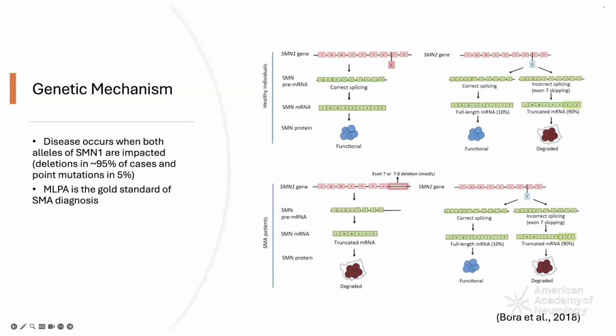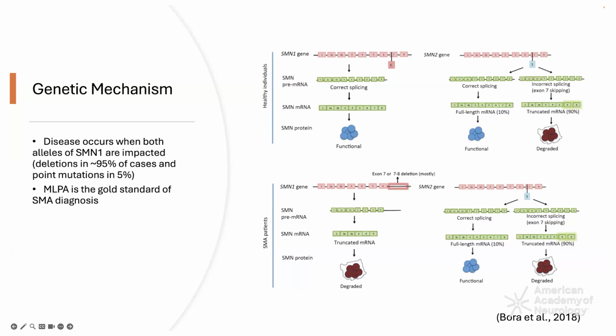SMA is inherited in an autosomal recessive fashion. This schematic here depicts the SMN genes. There's 2 different genes, SMN1 and SMN2, the mRNA, and then proteins in both healthy and affected SMA patients. Pathogenic variants in survival motor neuron 1 or SMN1 gene, which is located on chromosome 5q13, are the cause of SMA. Homozygous loss of exons 7 and 8 in SMN1, or just exon 7 are detected in the majority of patients, so that's responsible for approximately 95% of cases.